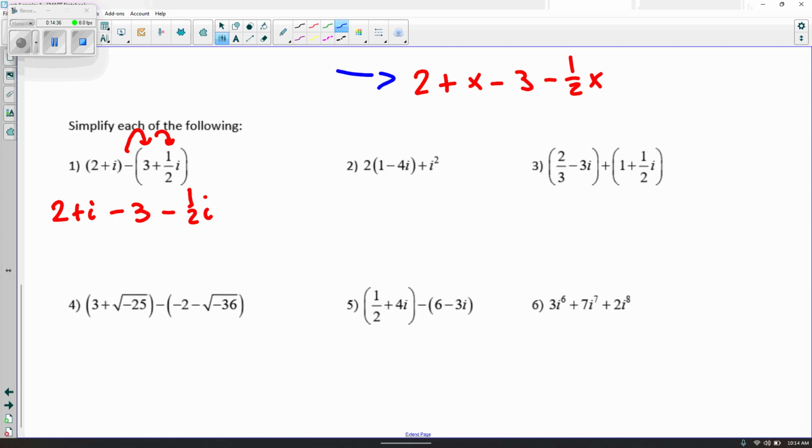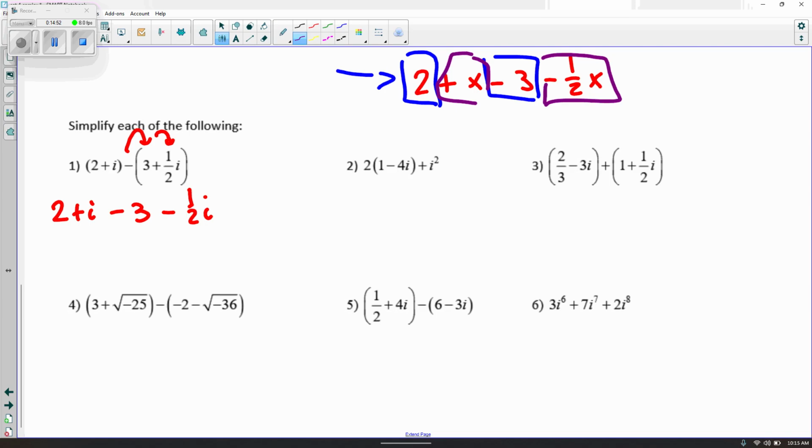Yeah, you would combine. That's good. That's exactly what I want you to go for. You would put that together, and you would put your x's together. You would combine your like terms. There is no difference in this problem than the i's. The i is just a variable.